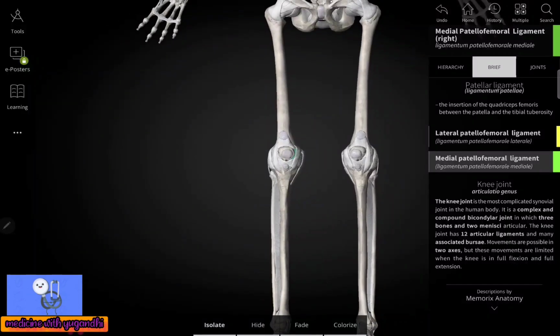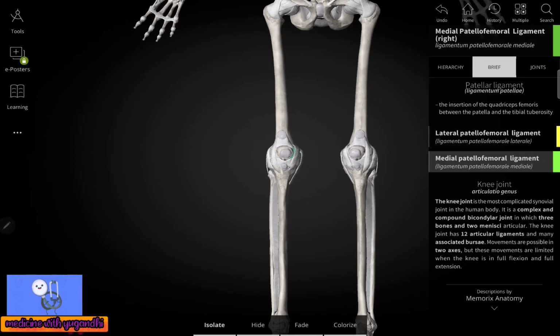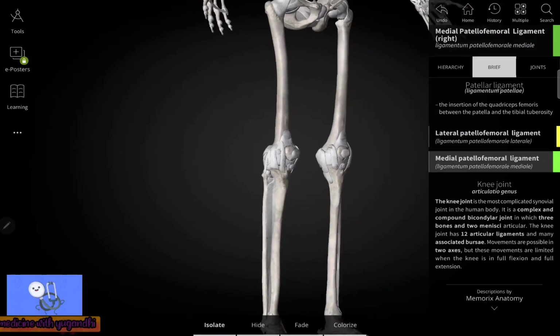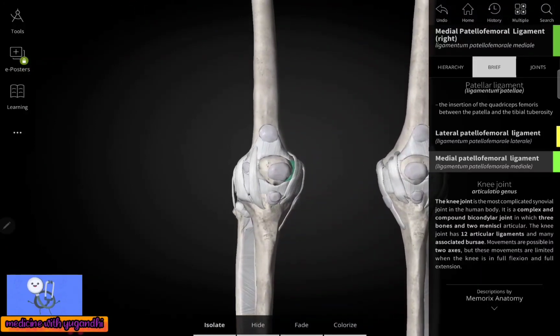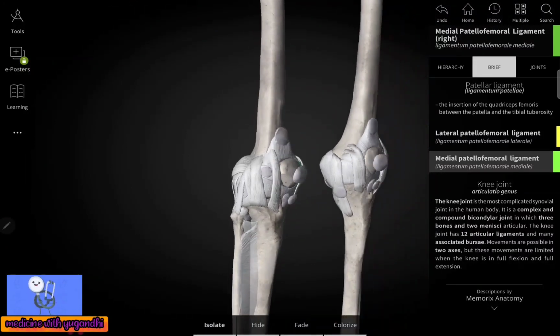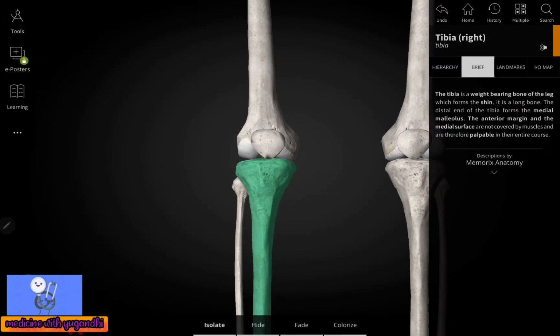Of course, it is the largest joint in the body and also complex in nature. Why is it called so? By looking at this knee joint itself, you can easily come to know that this is the largest joint in the body. And why is it called the complex joint? It is called the complex joint because it is formed by the fusion of three joints.